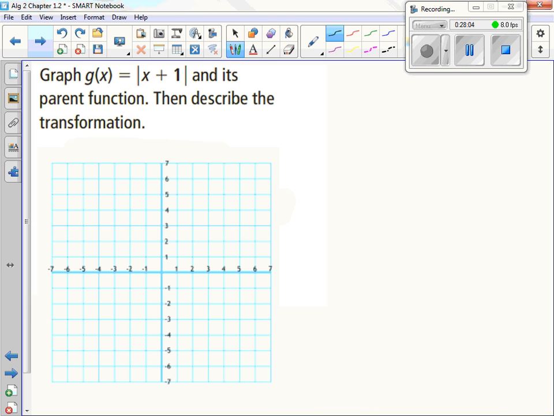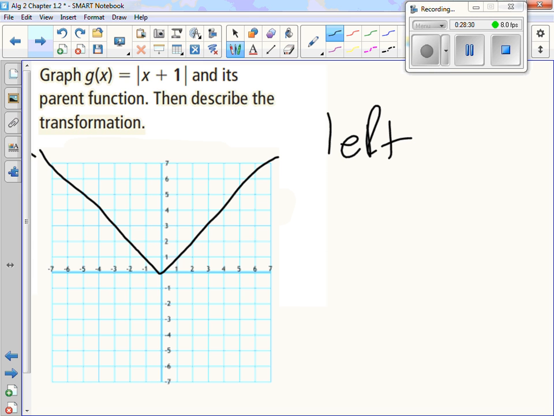Now this here, I will go on and tell you is an absolute value. Hopefully it was kind of a giveaway. It had the absolute value bars, yes? Now before we graph it, let's describe the transformation. Well, what's happening? Plus 1 inside would not be up, that means every point along this should shift 1 unit to the left.